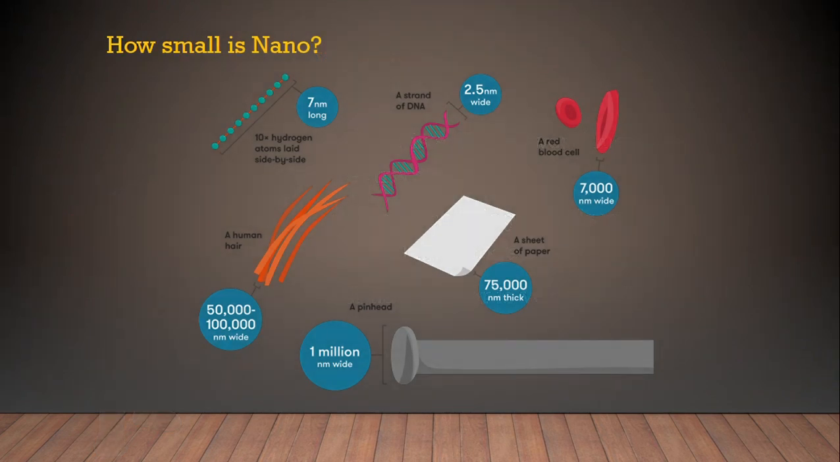There are some examples about the scale of nano. For example, a human hair is equal to approximately 50,000 nanometers wide. A pinhead is 1 million nanometers wide. A sheet of paper is equal to 75,000 nanometers thick. A strand of DNA is equal to 2.5 nanometers wide, and a red blood cell is equal to 7,000 nanometers wide.